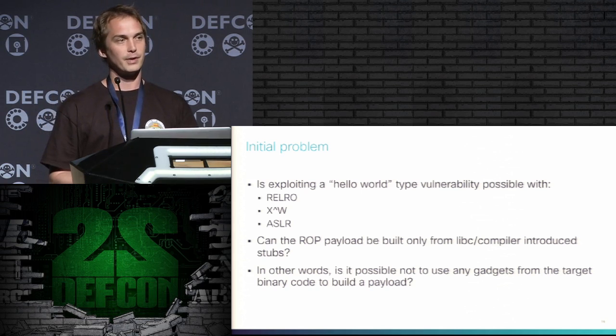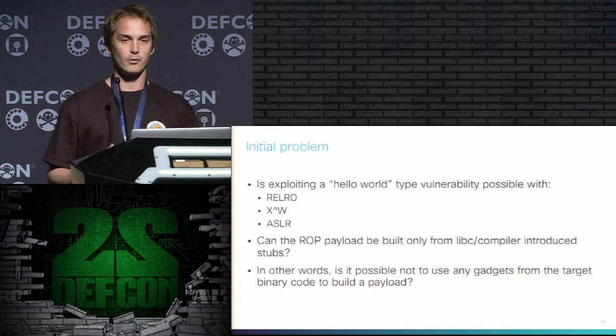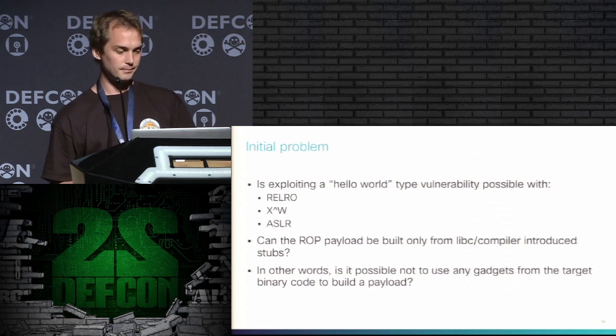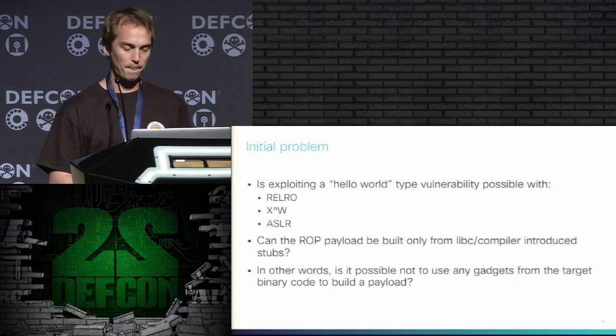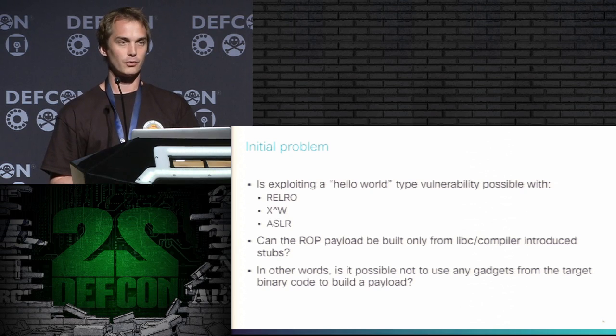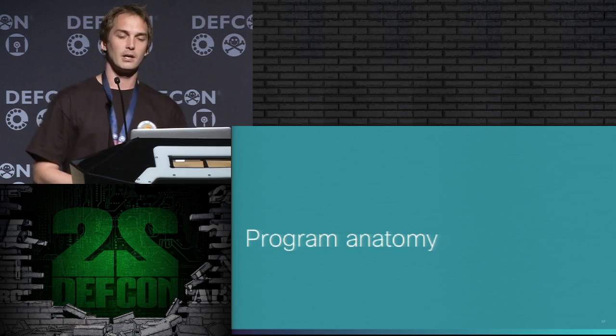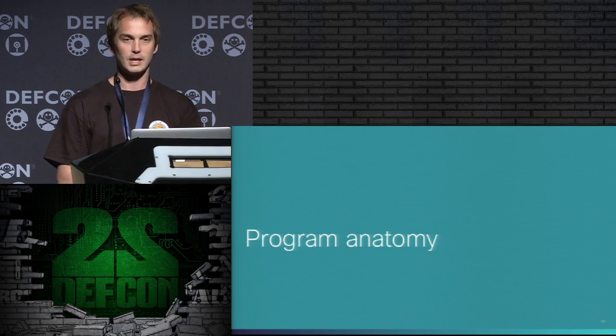And also I was wondering, can I exploit this independently of what the program does, using only the compiler or libc stubs? So, in other words, is it possible to not rely at all on the target binary to generate a ROP payload? So I'll go through how a program is built and how it's linked and what happens, and we'll see what we get.